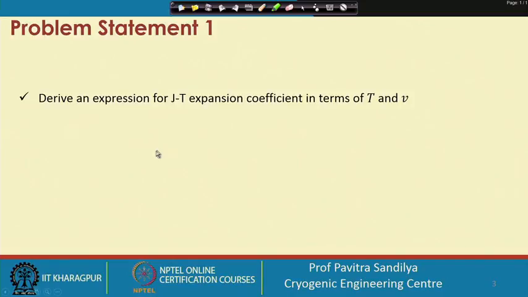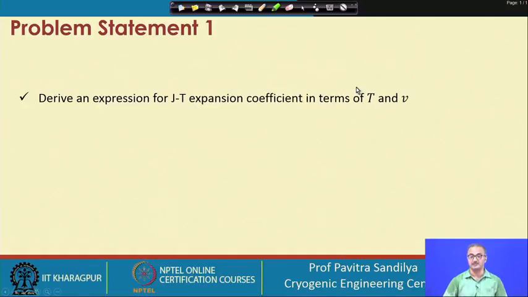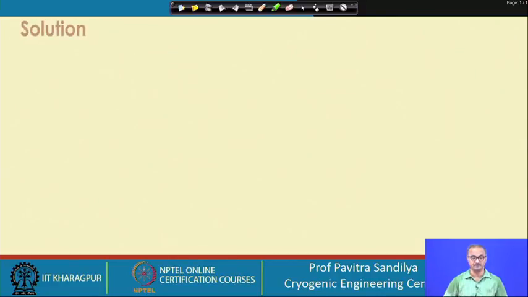Here we have to derive an expression for the JT expansion coefficient in terms of temperature and the specific volume. This particular expression we have given in our theoretical class. Here we shall be deriving that particular expression.